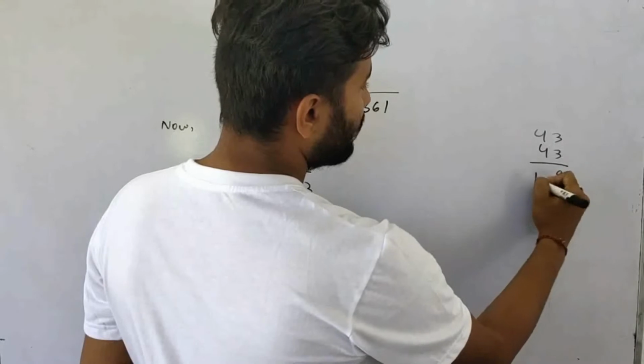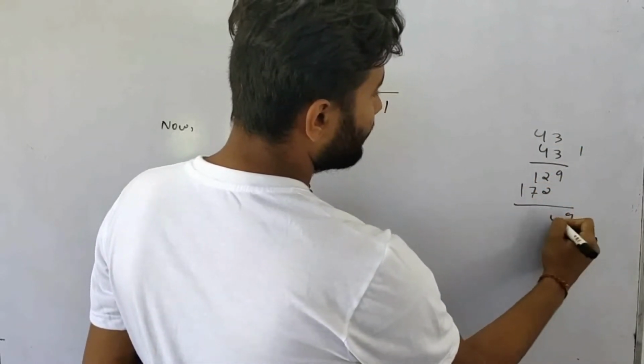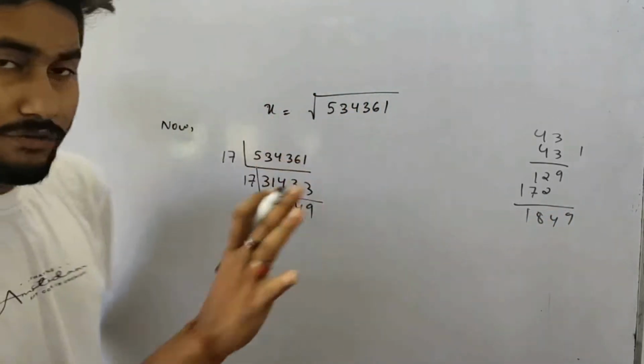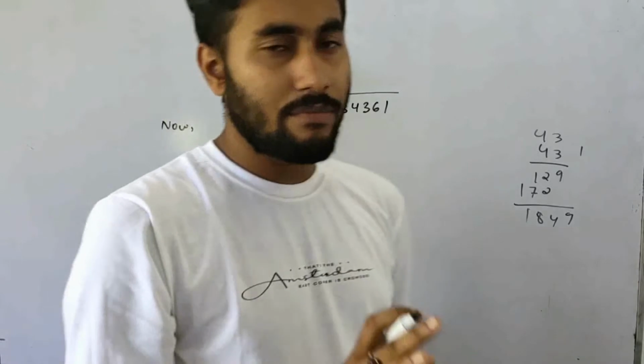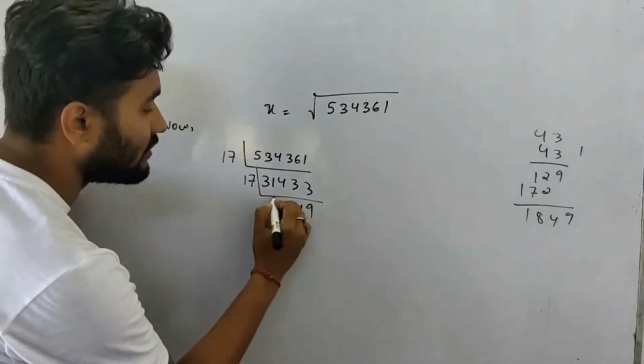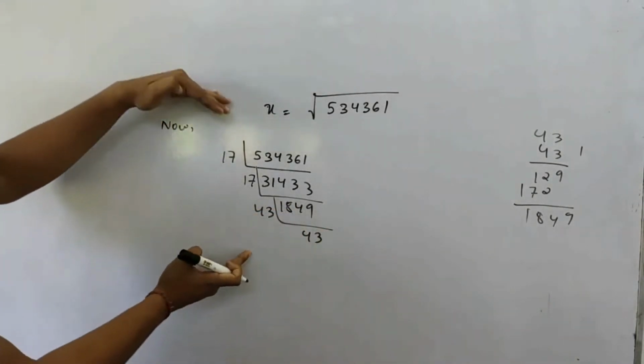3 3 are 9, 4 3 are 12, 4 3 are 12, 1 4 are 16, 17, 9 4 8. 1849 is divisible by only 43. It's a prime number square, perfect square. Perfect square of what? Of a prime number. Difficult question, okay? Very, very difficult question. In exam, don't do by this method.